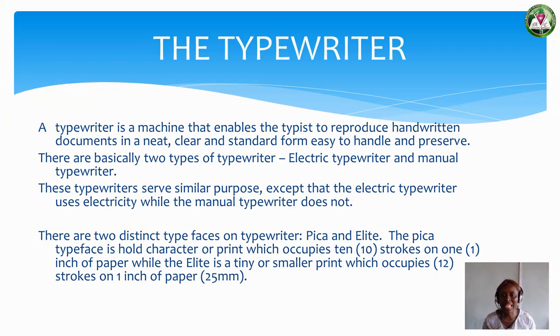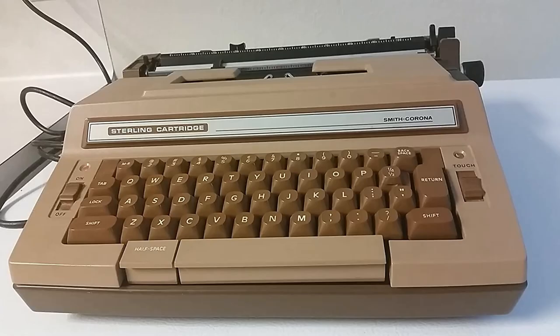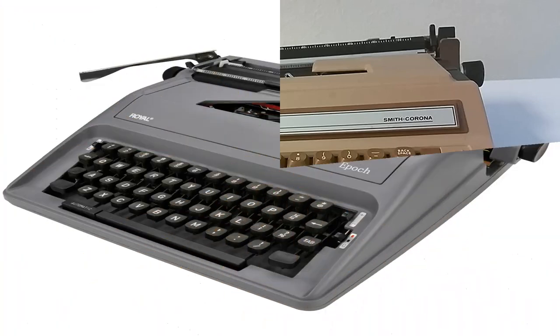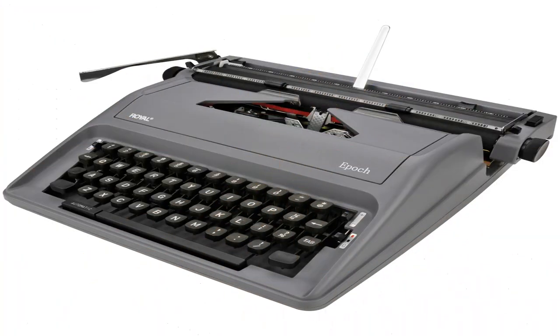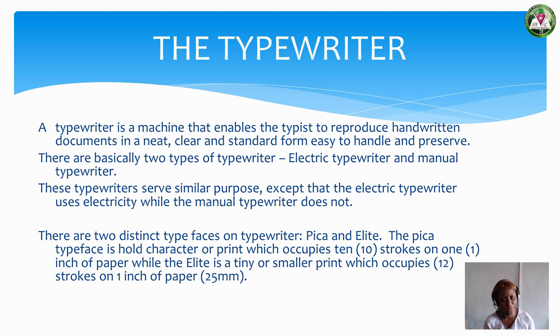So with a typewriter, you make everything neat and clear. And all of them will be in a standard form. That is a uniform way. And it will be very easy to handle and to preserve. There are two basic types of typewriter. We have the electric typewriter and the manual typewriter. These typewriters serve a similar purpose, except that the electric typewriter uses electricity, while the manual typewriter does not. The operation of it depends on the typist.